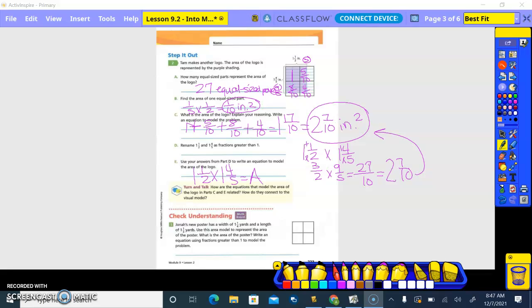Okay, so they want us to find the area of the poster that way, and then they also want us to come up with an equation like we did over here with improper fractions, okay, that are greater than 1. So we are going to break apart 1 1/4, so 1 here and 1/4 here, correct? Okay. Then how am I going to break apart 1 and 1/3? 1 and then the 1/3 here, correct? Okay.